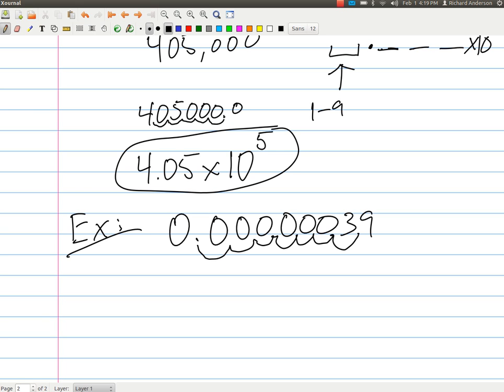And when we're going from the standard decimal notation to scientific, if we move the decimal to the right, like so, then we'll get 3.9 times 10 to the negative. And that negative number there is the number of times that we move that decimal. Again, 1, 2, 3, 4, 5, 6, 7 times, giving us our answer, 3.9 times 10 to the negative 7.